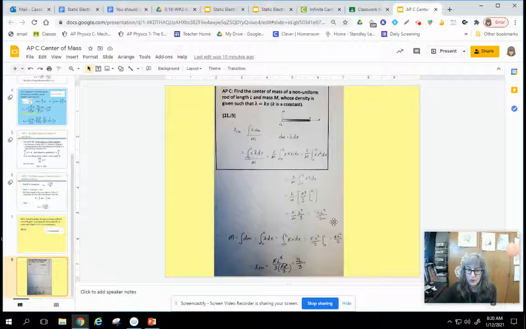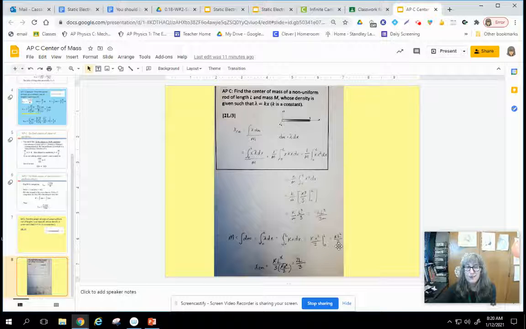Now we need to find the total mass. That was the numerator, just the top of this center of mass expression. So now we do the bottom part. The total mass is equal to the integral of dm. That was lambda dx from 0 to L. That's kx dx from 0 to L. That's kx squared over 2. Once we integrate that, evaluated from 0 to L, that's kL squared over 2.